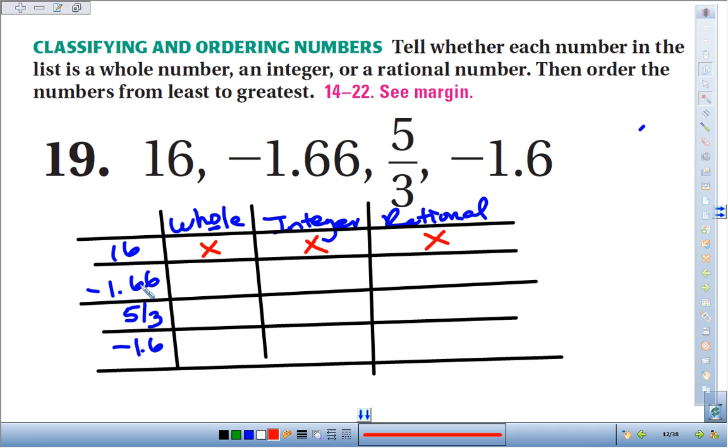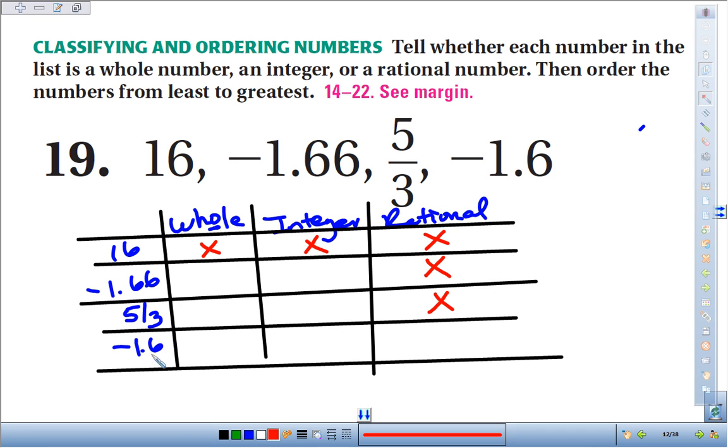Negative 1.66. Whole number, nope. Don't have any decimals for whole numbers or integers, but negative 1.66 as a fraction would be negative 1 and 66/100ths, which we could reduce, but the bottom line is I can write it as a fraction. 5/3, again, that's a fractional piece. If it was 6/3, well, 6/3 would be 2. That'd be a different story, but 5/3, which is 1 2/3, is not a whole number, not an integer, but it is already written as a fraction.